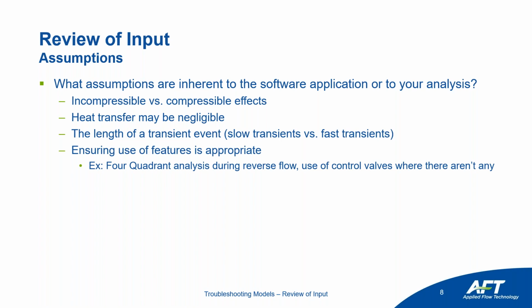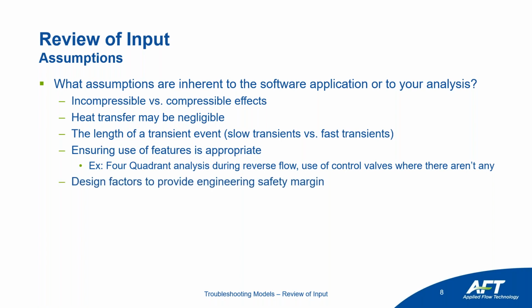We also want to make sure that the features that we're using within our models are appropriate. So for quadrant analysis, what that does is it allows you to more precisely model a pump during reverse flow events. And as we saw in our boundary condition example, you might use control valves where there aren't any. So that would be an inappropriate use of a feature. Or if you're trying to use four quadrant analysis and you don't see reverse flow, you may be better off using a more traditional pump curve. So again, taking a step back, making sure that the features that you're using are appropriate and are actually modeling the behavior that you're trying to model.